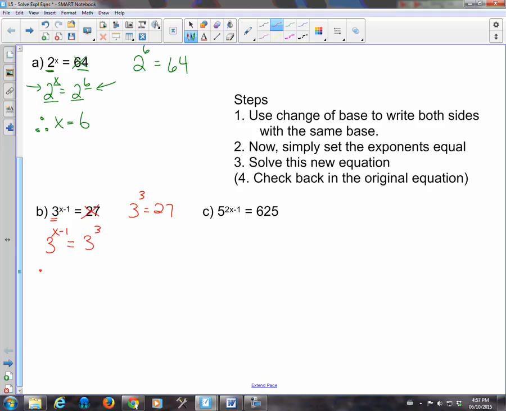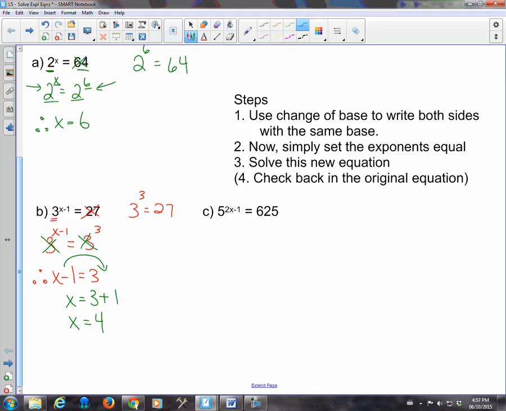Now that I have the same base, I can eliminate the bases and make the exponents equal to each other. Once the exponents are equal to each other, if there's anything going on like this x minus 1 here, we're going to move the x minus 1 over to the other side and solve it just like a regular equation by doing the opposite operation. And you can always check to see if you're right. You can put 4 minus 1, and that would give me 3 to the exponent 3, and 3 to the exponent 3 is 27.